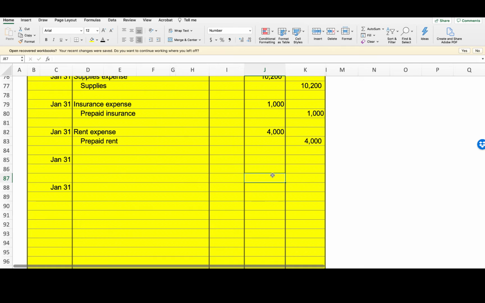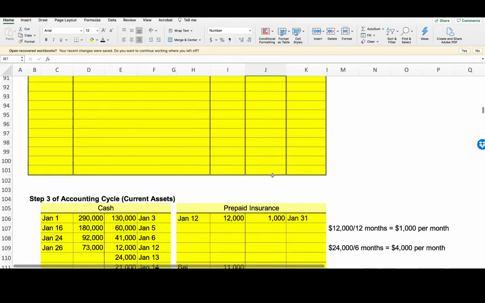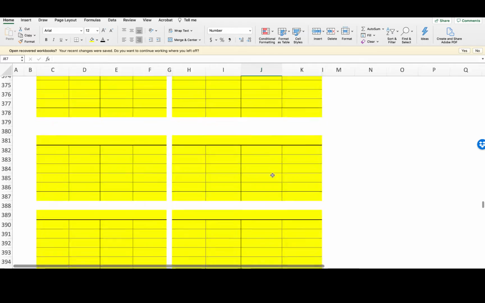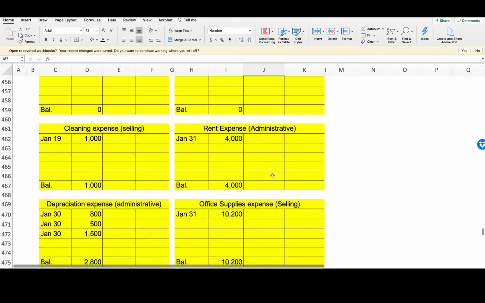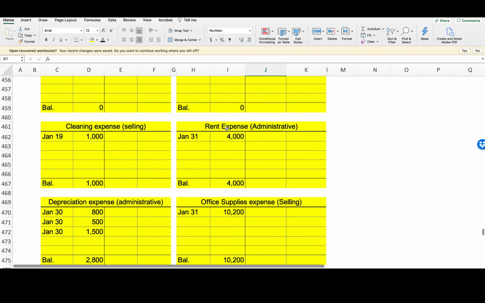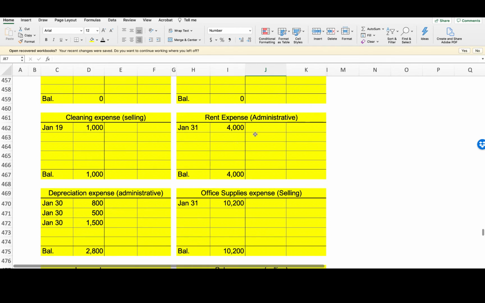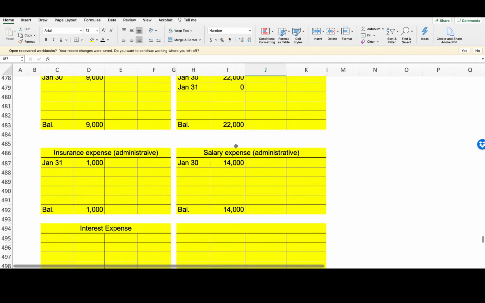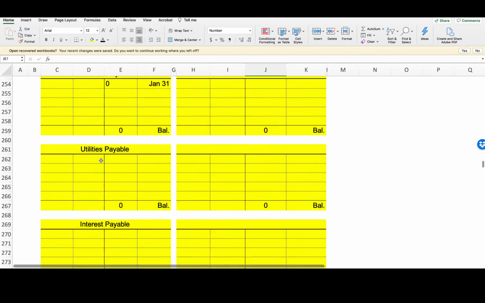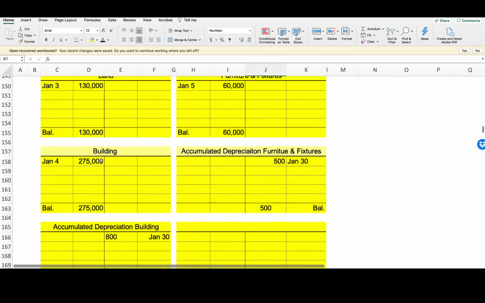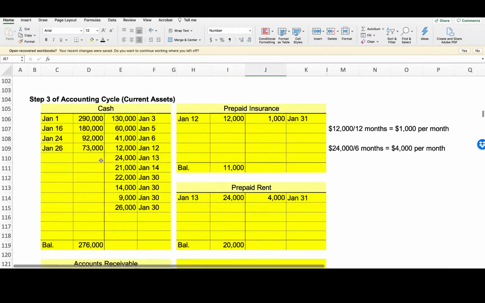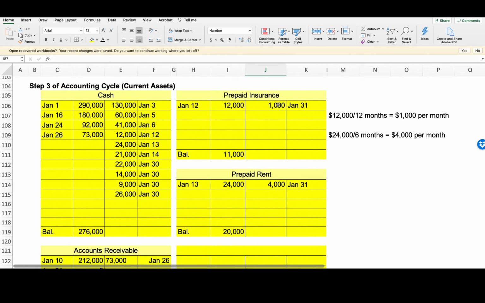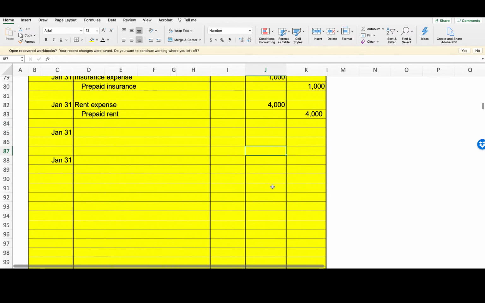And don't forget to post these entries. So I have to go to insurance expense and rent expense down here. So here is rent expense for 4,000 on the debit side. It's rent expense administrative. And here is insurance expense for 1,000, insurance expense administrative. So I have those. And then I come up to the asset accounts. And here is my credit to prepaid insurance for 1,000. Here's my credit to the prepaid rent for 4,000. Okay? All right, let's look at the next one.